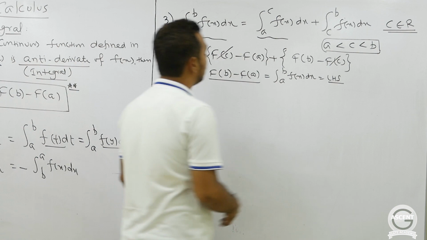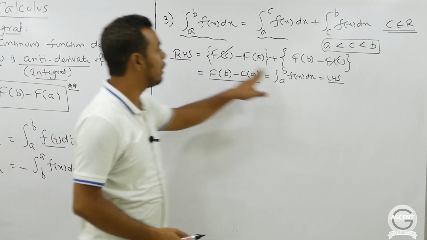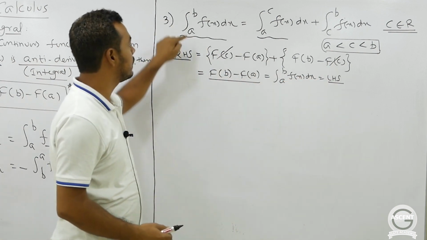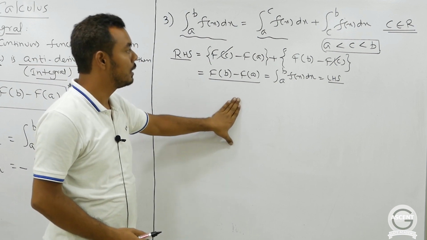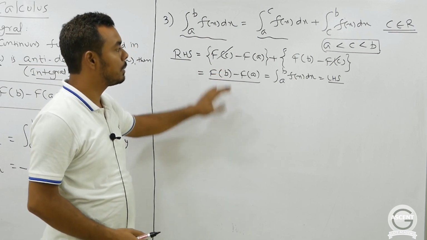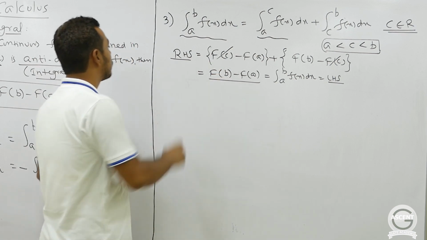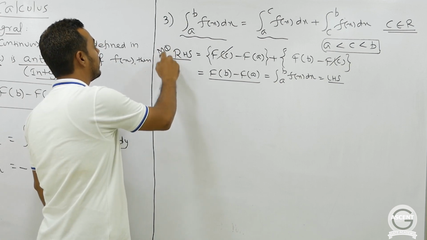So whatever be the value of c, you can see that these two will always cancel and you will always get this integration from a to b of f(x) dx. But generally this is used when the number c is between a and b. So this is one way of looking at it.